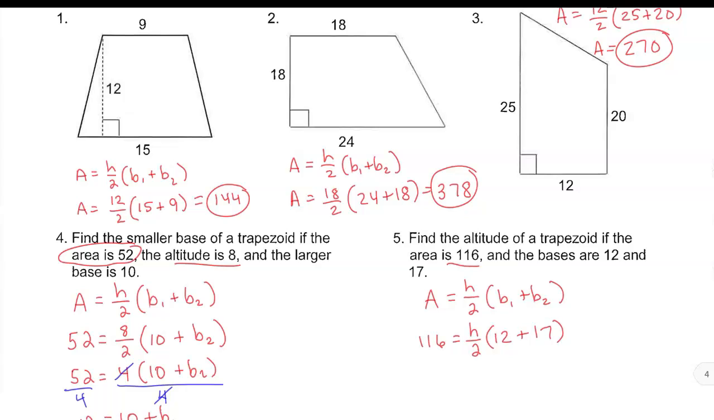But another thing I can do is get rid of this 2. I can multiply both sides by 2, and that would cancel it on the right. So let's multiply 2 times 116 and add 12 plus 17. Now you just have to divide by 29. 232 divided by 29 is 8.